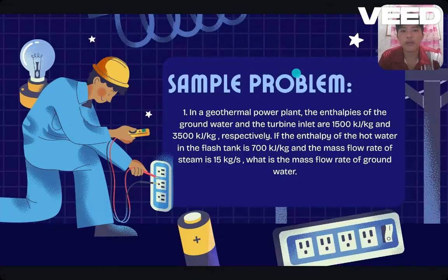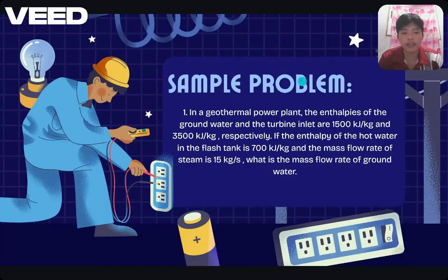I have one simple problem in geothermal power plant. In a geothermal power plant, the enthalpies of the groundwater and the turbine inlet are 1,500 kilojoules per kilogram and 3,500 kilojoules per kilogram respectively. If the enthalpy of the hot water in the flash tank is 700 kilojoules per kilogram and the mass flow rate of steam is 15 kilogram per second, what is the mass flow rate of groundwater?